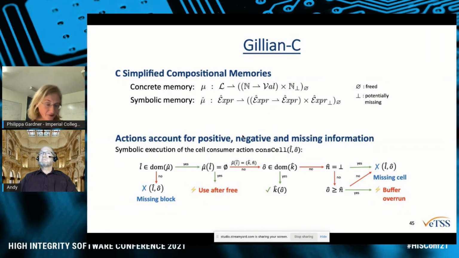I don't have time to talk about this. This is the tiny consumer for the cell. But in particular, sometimes you have missing information. Sometimes you have error information. I'm very much thinking about it as error information, not undefined behavior. So I can give information back to the code developer that they've done use after free or buffer overrun.